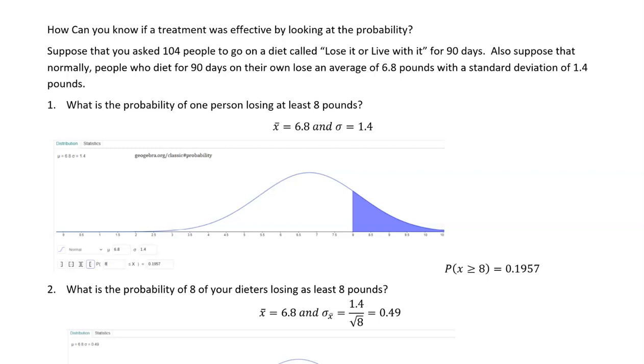Hi, it's Carly McAvoy. I wanted to answer the question, how do you know if a treatment is effective? By looking at the probability.